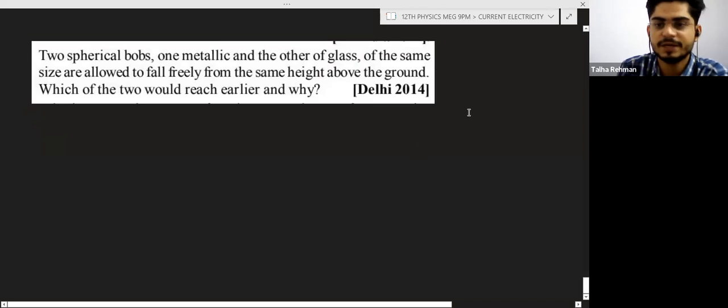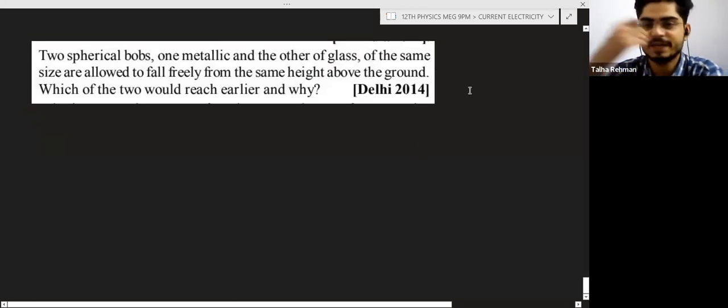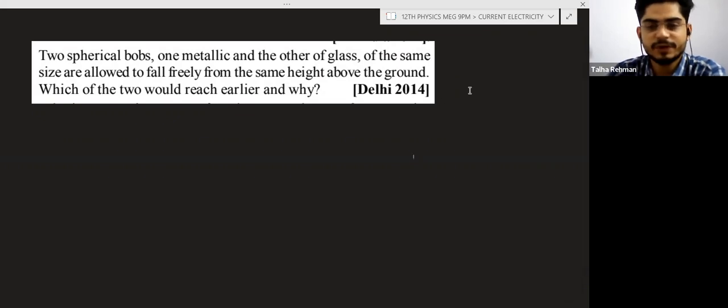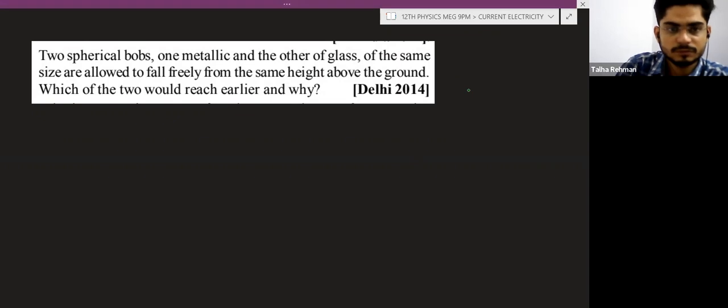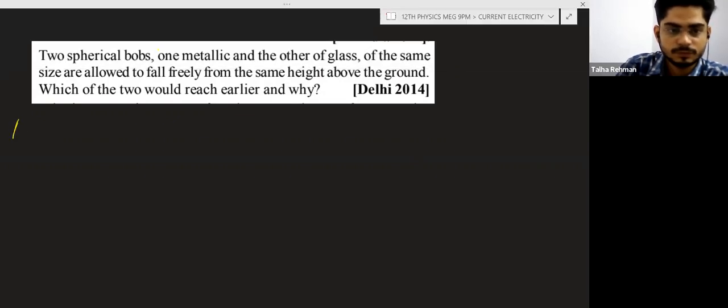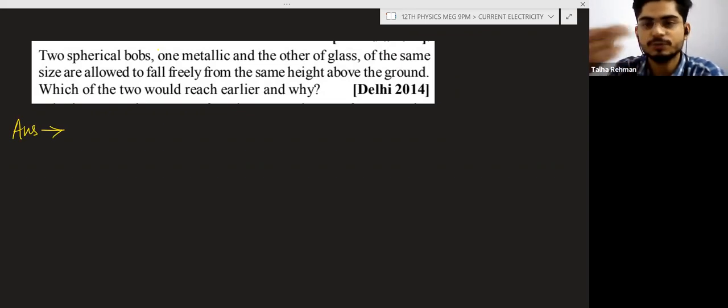I will use some concepts of magnetic field here. And I will discuss this question one more time when we will discuss the magnetic effect of current chapter. After this, there will be a chapter, magnetic effect of current. Then again, I will discuss this question. So I have taken this question so as to get you familiar with the questions.